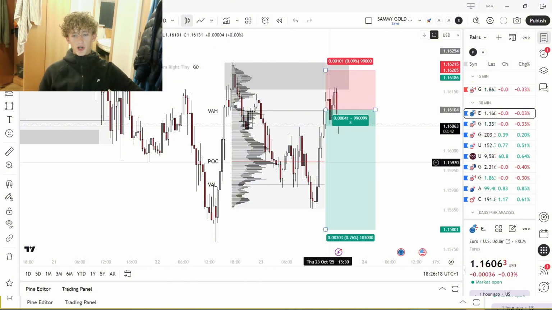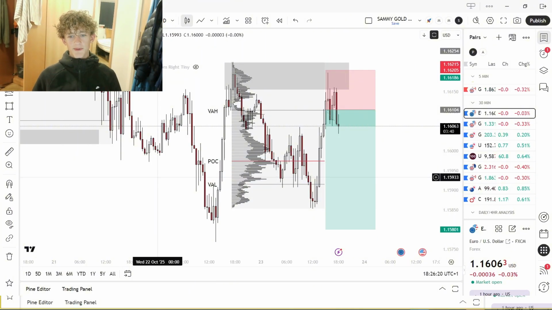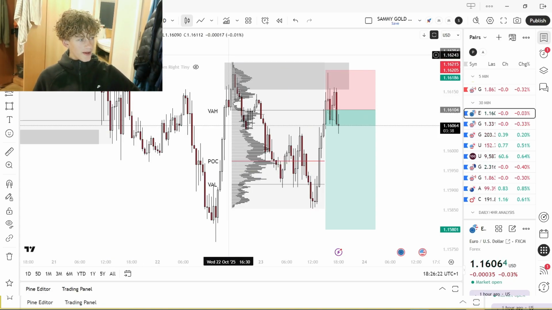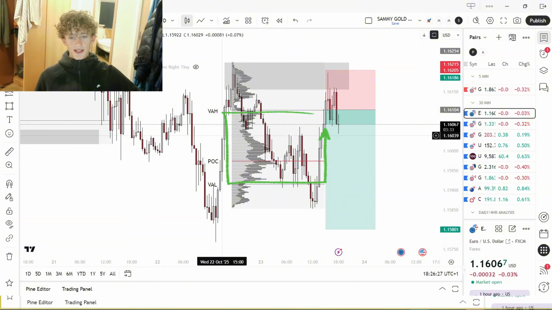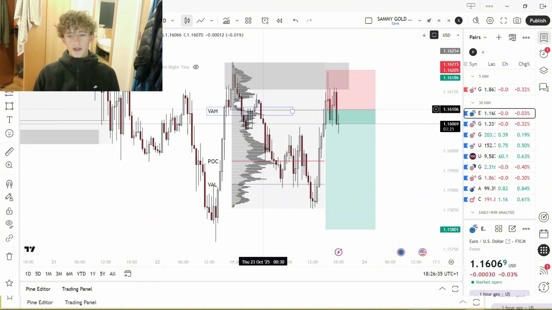Now, this point of control, the red line, is where the most volume has been traded in this session or this time period. The value area high is the top part and this is the bottom part of 70% of the average volume. Now, what are we even trading?